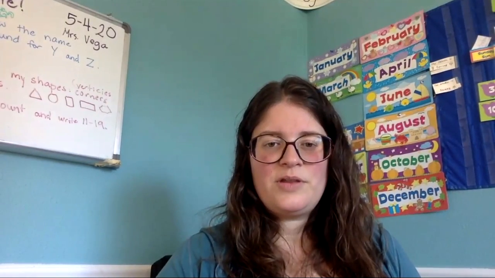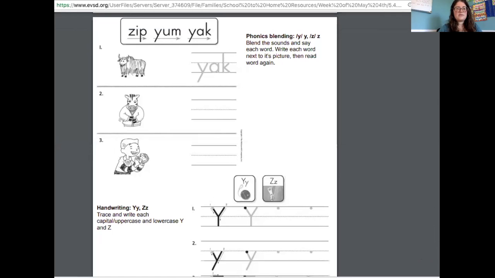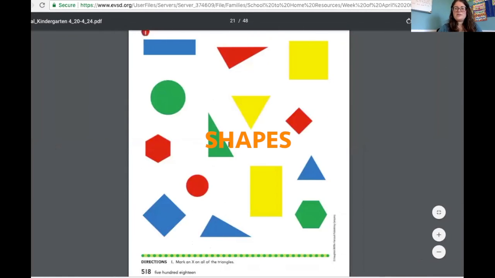We're going to do one more thing. I'm going to share my screen again. And I want to talk to you about the shapes. I love studying shapes because they're so colorful and there's shapes everywhere in our world. So I want to start with a circle. See this green circle here?